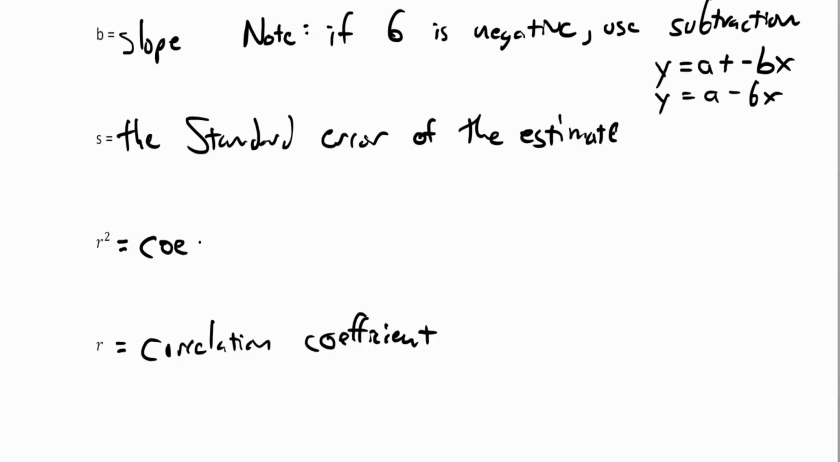This is called the coefficient of determination. This is the closest we're going to get to this dangerous word causation, but the coefficient of determination is going to be something where we can look at how y gets affected by x.